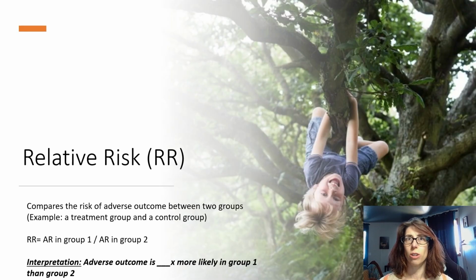Relative risk, or RR, compares the risk of adverse outcome between two groups. So in the example from the previous video, we could compare the absolute risk of neonate mortality in a hospital to the absolute risk of neonate mortality when birthed at home. Or we might compare the absolute risk of disease in a vaccinated and unvaccinated group. Relative risk is the ratio of absolute risk between the two groups, and it tells you how many times more likely it is to experience an adverse outcome if you belong to group 1 versus group 2.